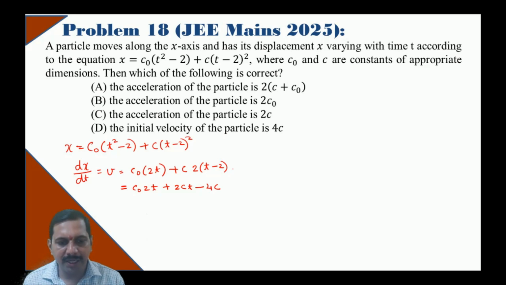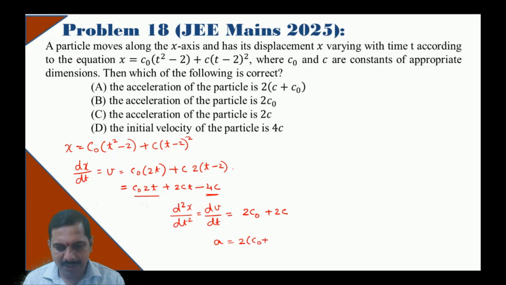Next, let us differentiate this again to get the acceleration. When you differentiate this, you get d squared x by dt squared, which is equal to dv by dt, which is the acceleration. C0 into 2t gives 2C0, plus 2C into t gives 2C, and this is a constant, so it will be 0. So the acceleration we get is 2 times (C0 plus C). So the answer comes out to be 2 times (C plus C0).